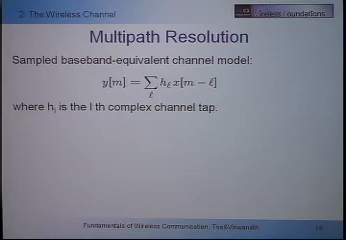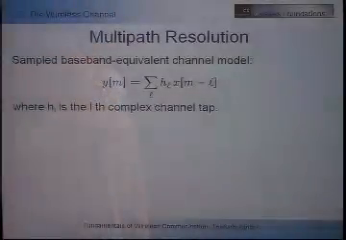So the original linear time invariant continuous time channel becomes a linear time invariant discrete time channel, where h sub l is a complex number reflecting the gain of the baseband channel after a delay of l symbol times. Okay?